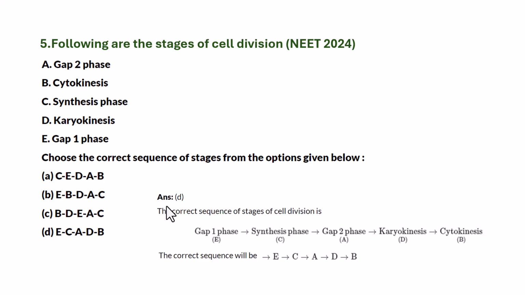Yes, the correct sequence of stages of cell division is gap 1 phase and then the synthesis phase, G2 phase, then karyokinesis and then cytokinesis. So the answer is D, as it is E, C, A, D and B.